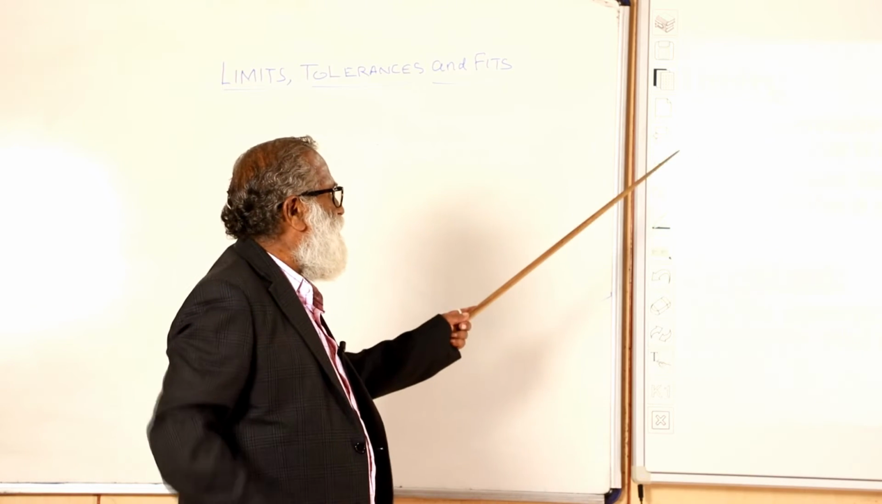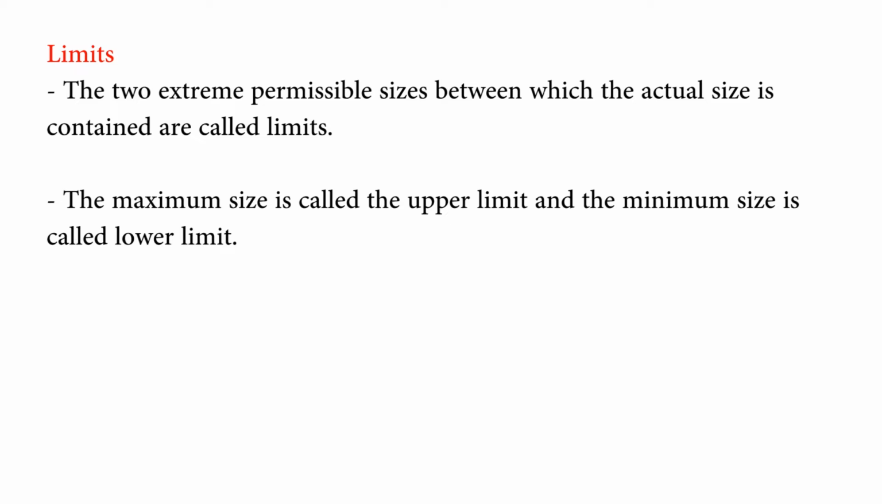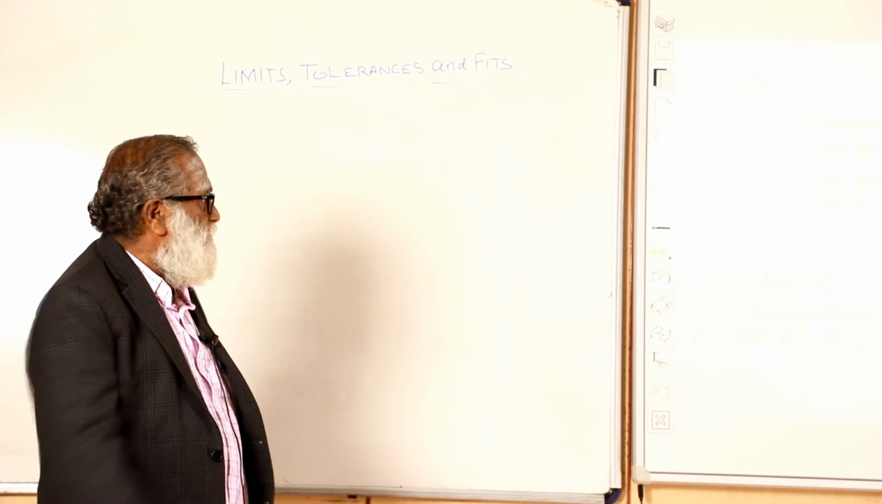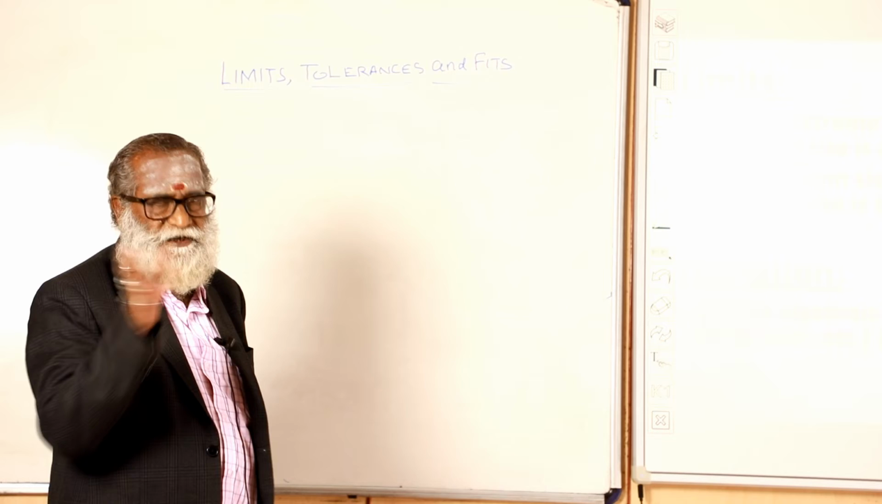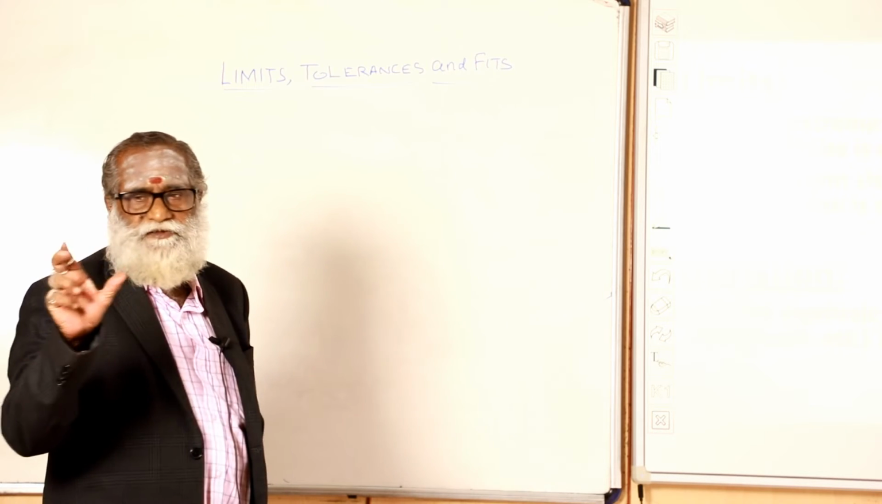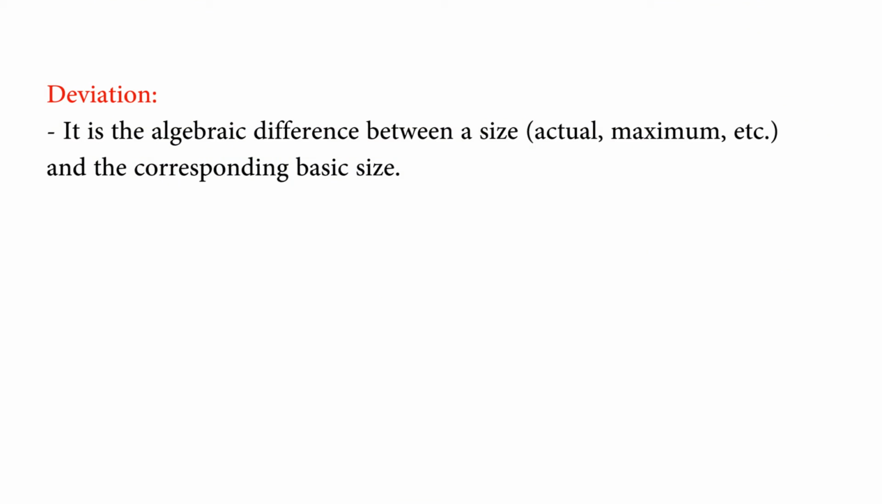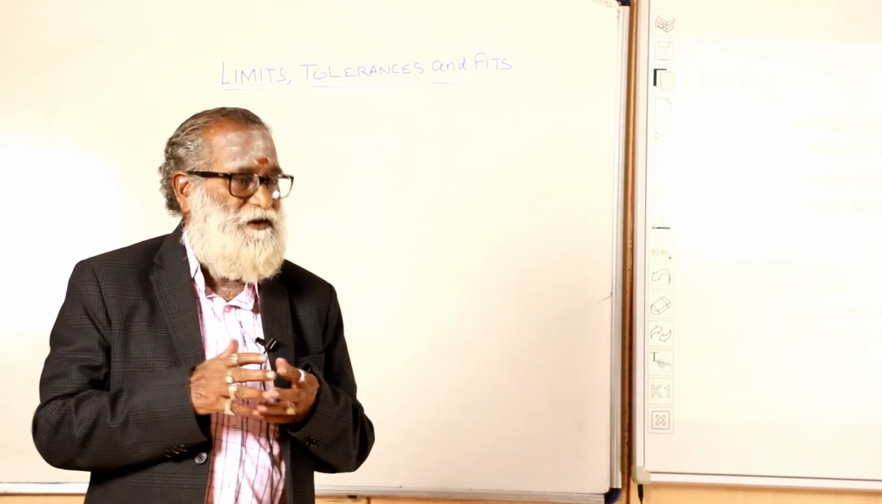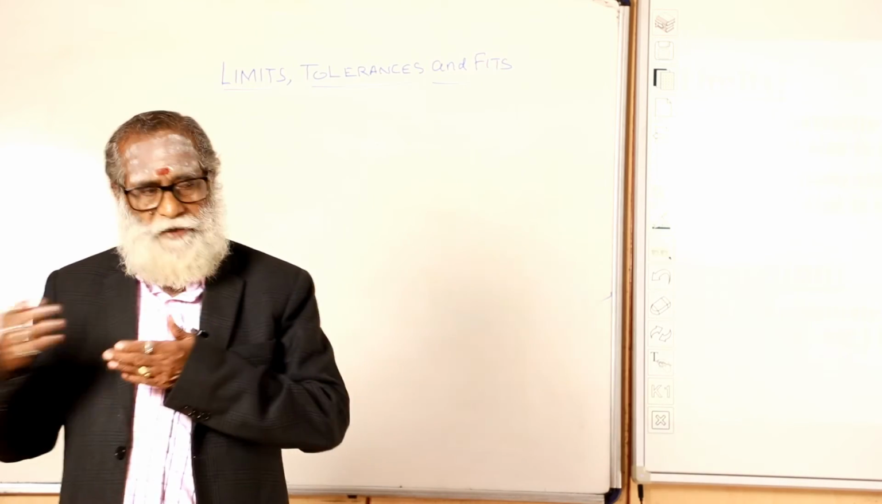The next one you can see is limits. The two extreme permissible sizes between which the actual size is contained are called the limits. The maximum size is called the upper limit and the minimum size is called the lower limit, which I explained earlier. Now, what is the deviation? That is what we are calling tolerance now, but actually we say deviation. It is the algebraic difference between the actual, maximum or minimum size and the corresponding basic size. That is called the deviation. It may be higher or it may be lower.